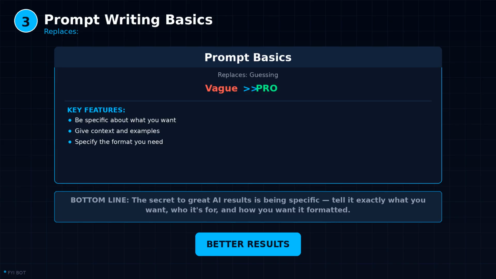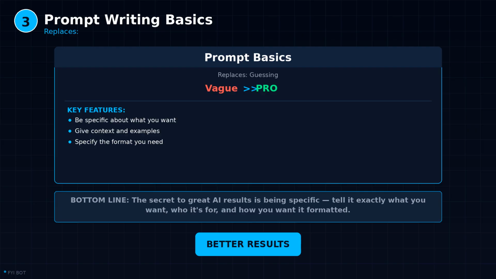Now let's talk about the single most important skill in using AI, writing good prompts. A prompt is simply the message you type to the AI. The better your prompt, the better your results. Here's the difference. A bad prompt is vague, "Help me with dinner." The AI has no idea what you like, what ingredients you have, or how many people you're feeding, so it gives you a generic answer.